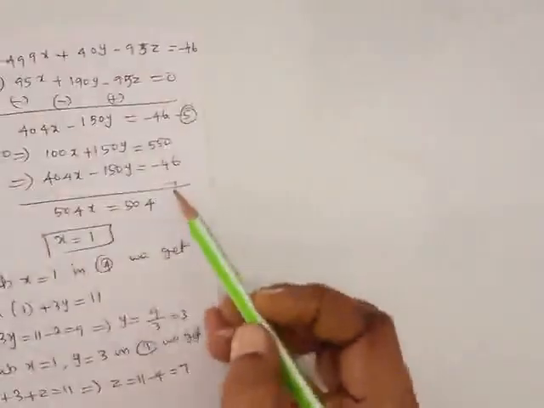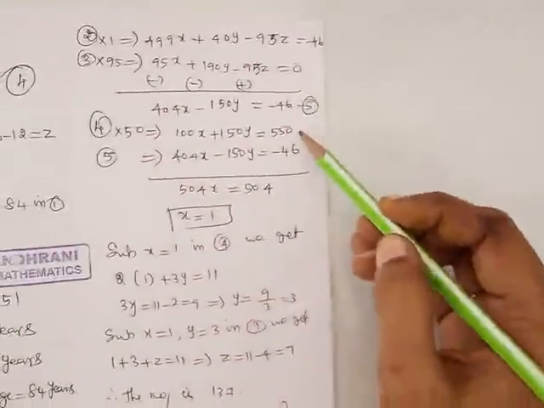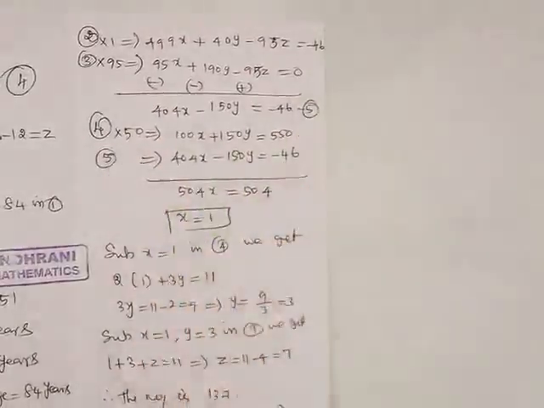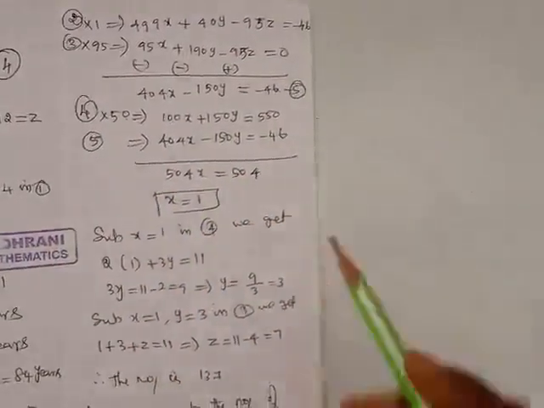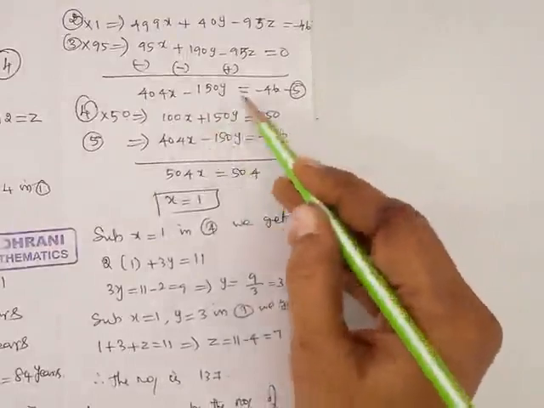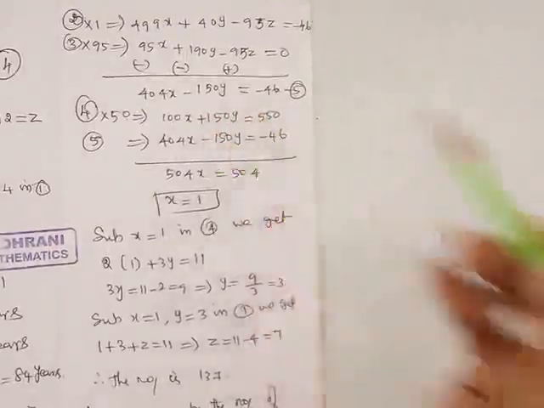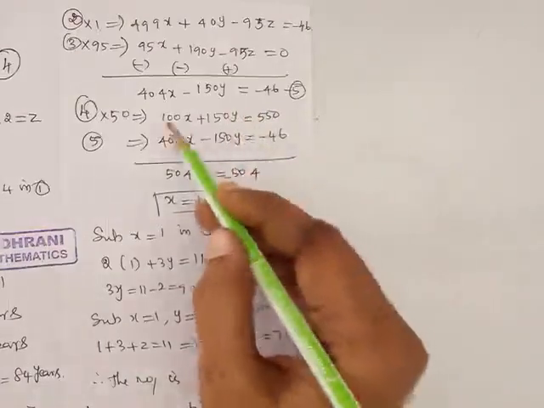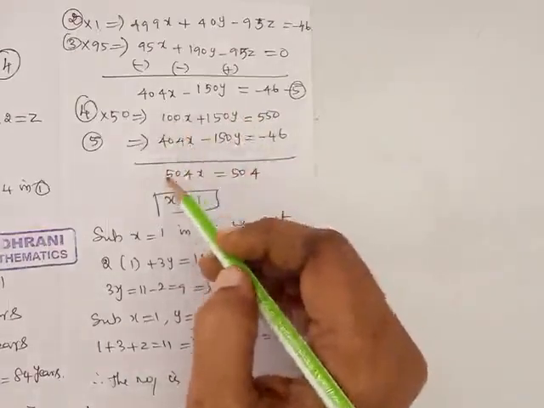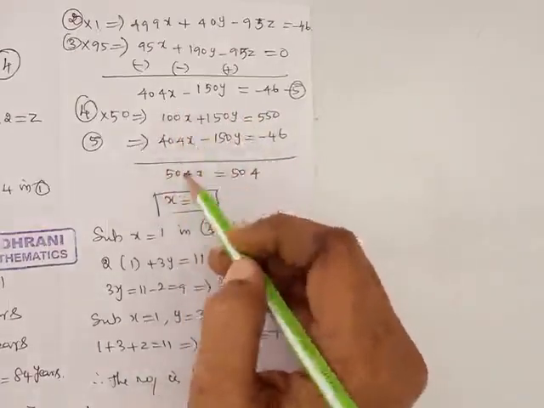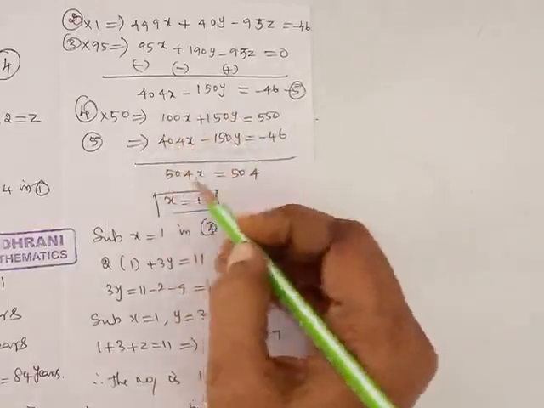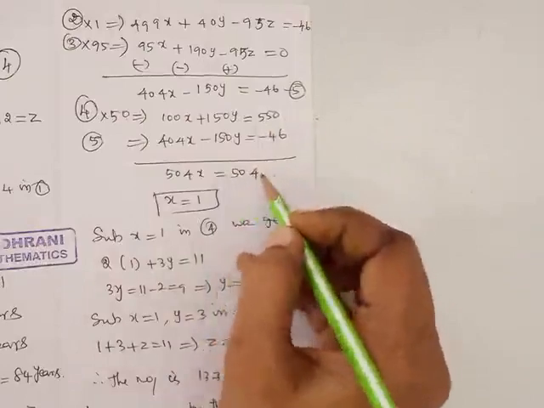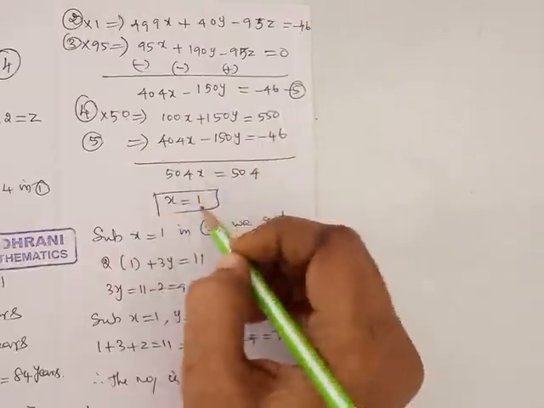That is the value of equation 4 into 50. Now equation number 5 I am writing as it is. I have made the coefficients of y equal. Now they have opposite signs, so just add them and these two get cancelled. Now 100 plus 404 gives 504x equal to 550 minus 46, which gives 504. So x is equal to 1.